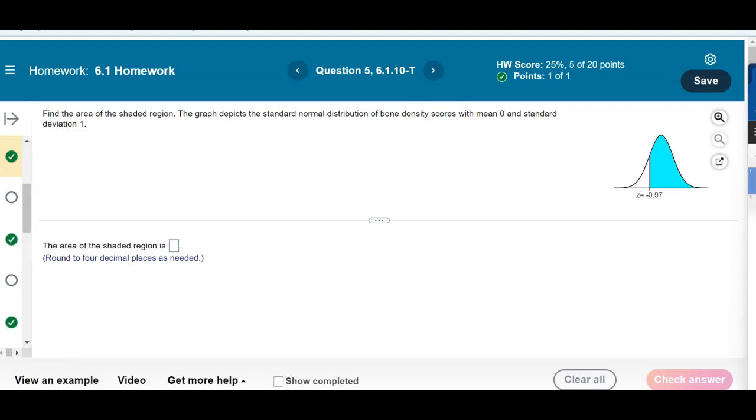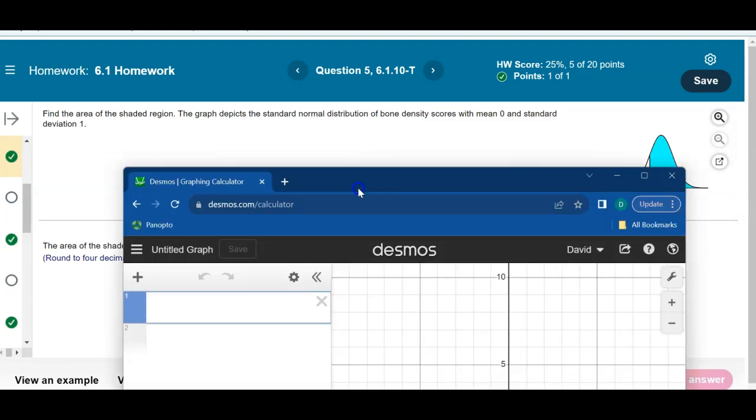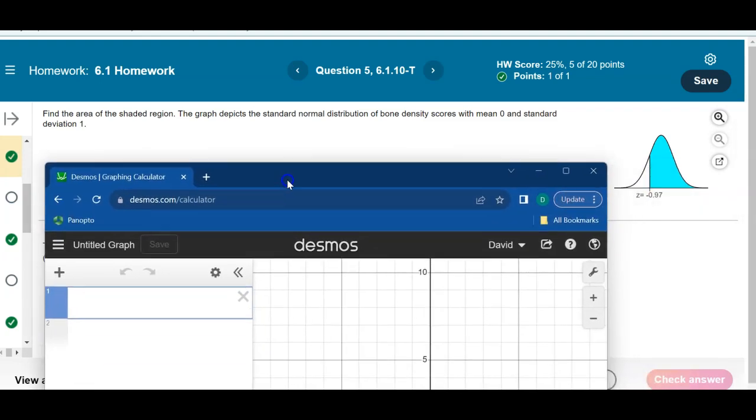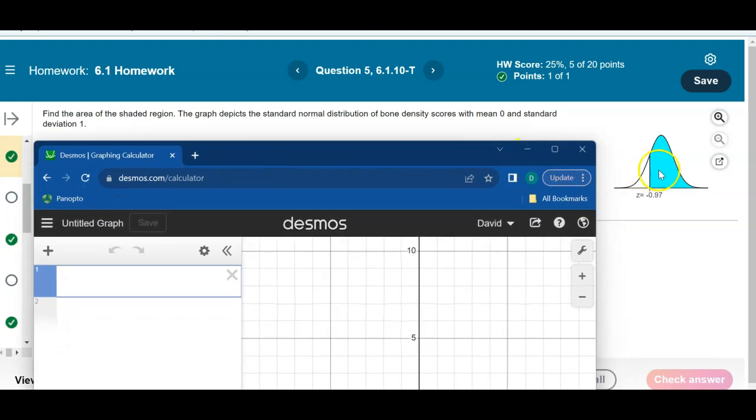Alright, stats class, in this video we're going to look at how to find these normal probabilities, and in this one I'm going to use Desmos for the calculations. So anytime that we see a shaded region that we're having to find, an area we're having to find, the Desmos command to do that is a normaldist command.